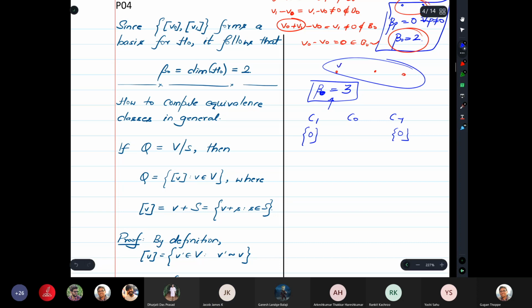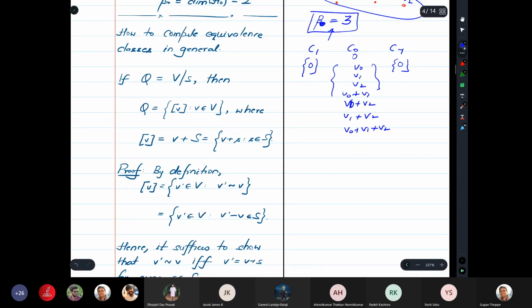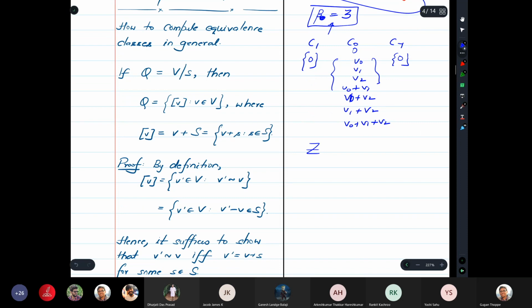And what would C0 be? So let's label this as V0, V1, V2. So what will C0 be? 0, V0, V1, V2. Okay, let me just write it because it's not that hard. V0 plus V1, V0 plus V2, V1 plus V2, and V0 plus V1 plus V2, right? These would be the different elements of C0. Do you agree? Yes.